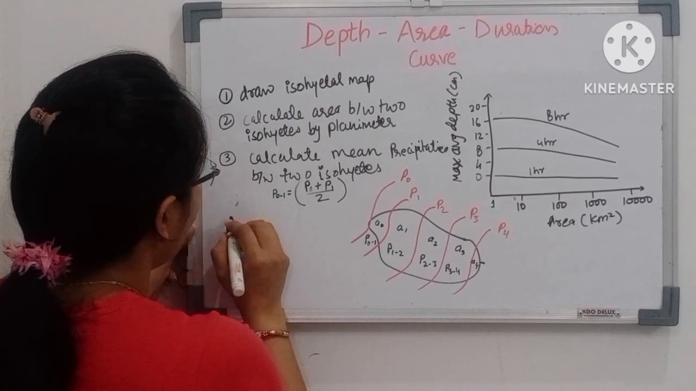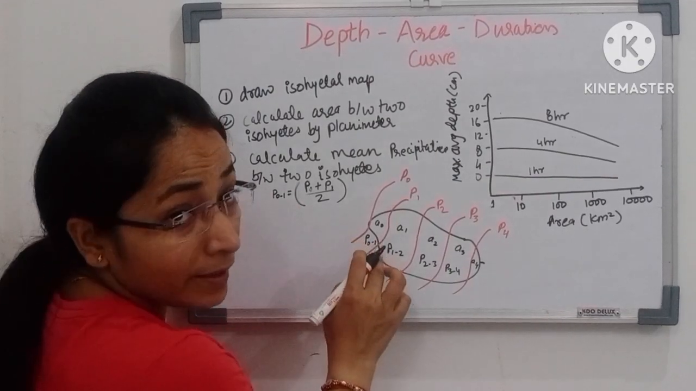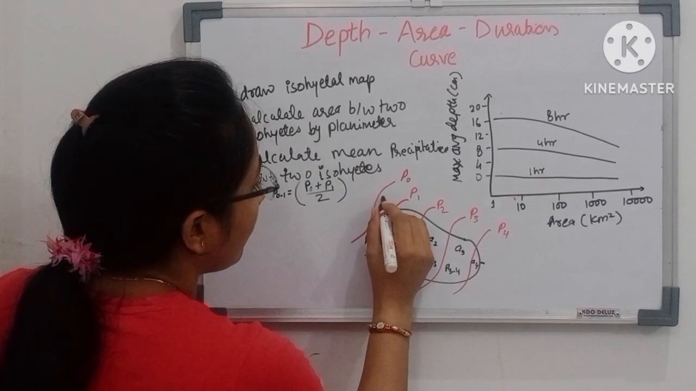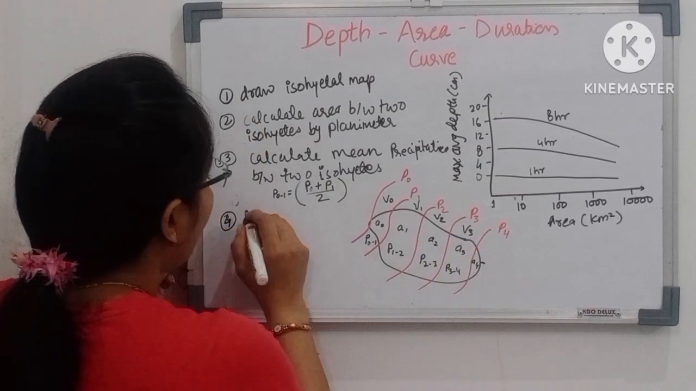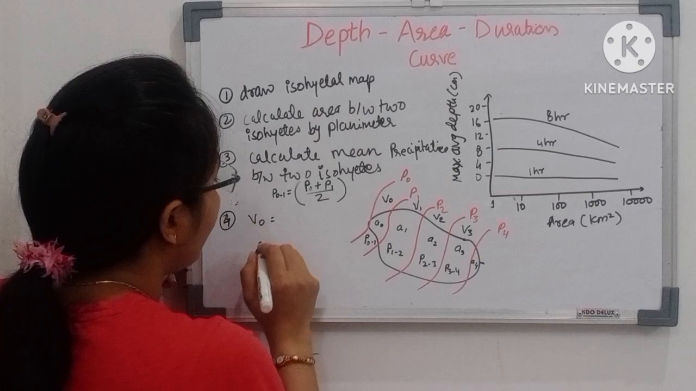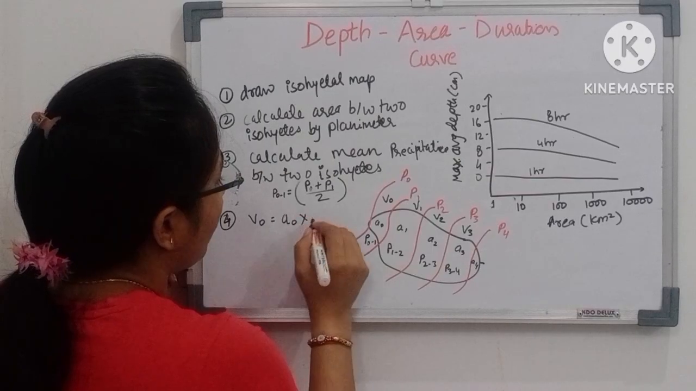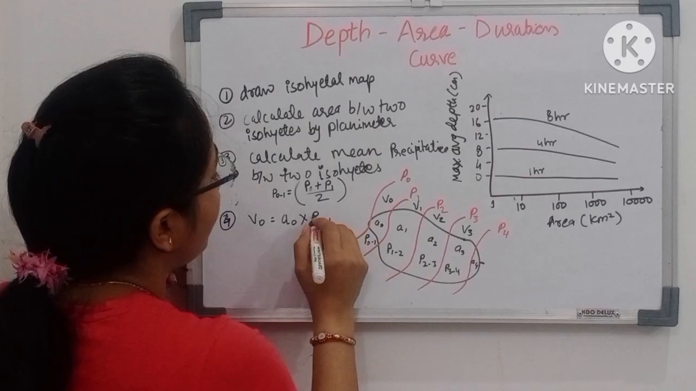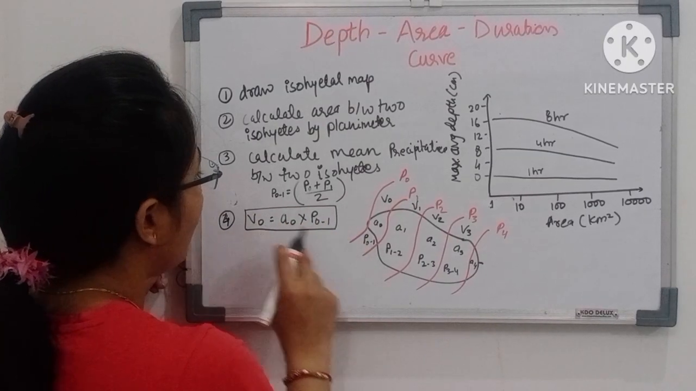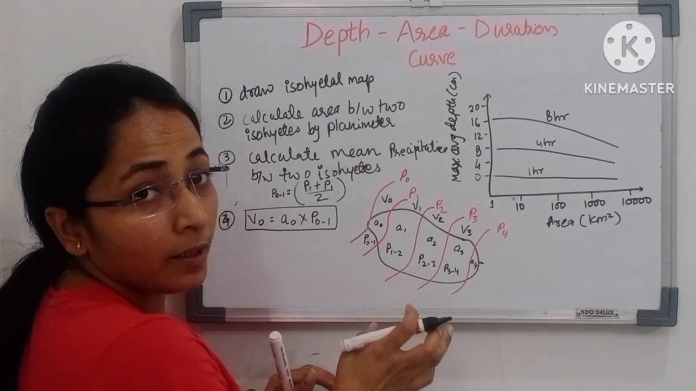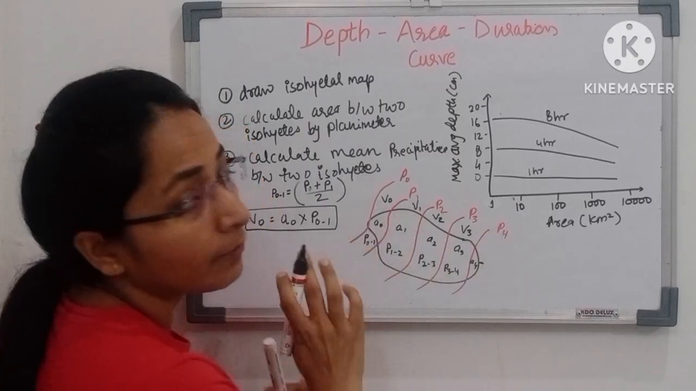Then we will calculate the volume. Volume can be calculated because we have depth as well as area. For example, here are V0, V1, V2 and V3. V0 is equal to area A0 into the mean precipitation between two isohyets. So this is the volume of this area. Similarly, we will calculate the volume for the A1 area, A2 area, A3 area and A4 area.